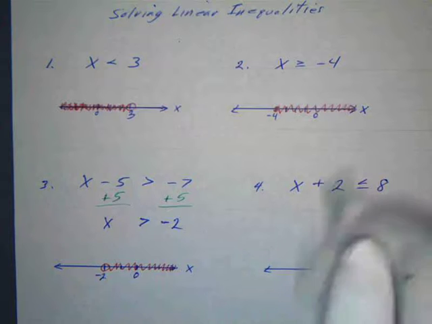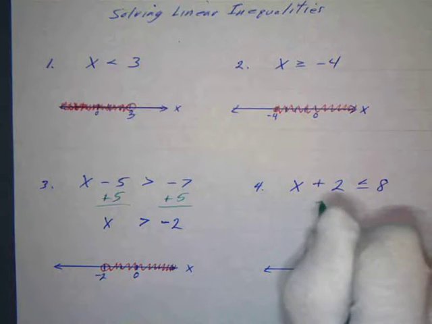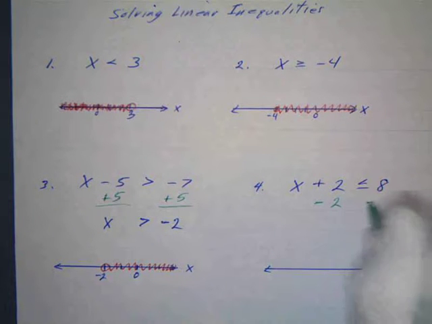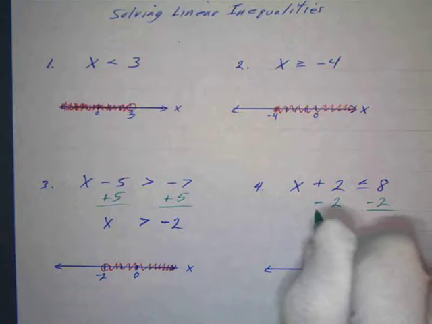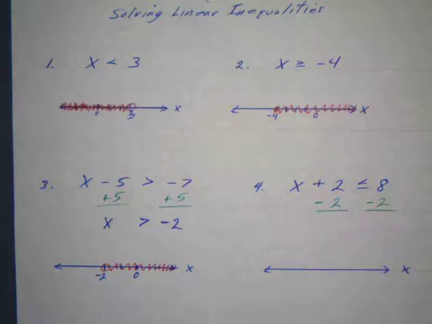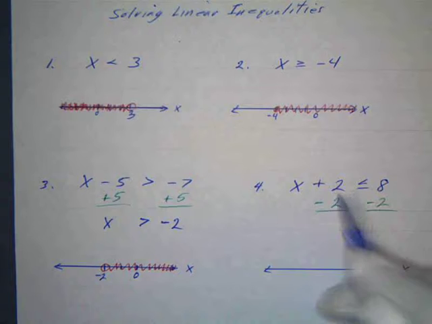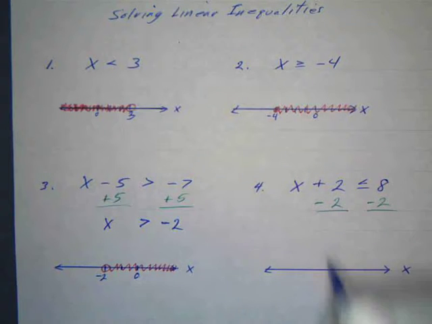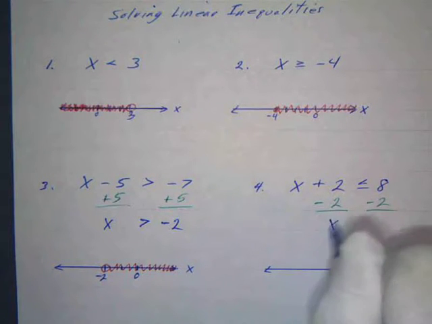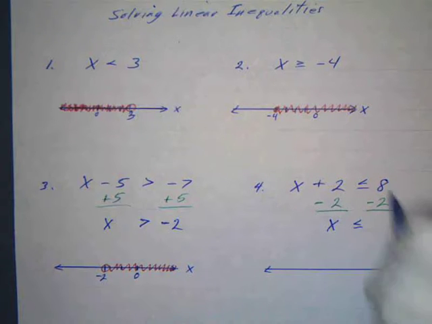Number 4 over here. We can also subtract the same number from both sides of an inequality, and that will not change the inequality. This is saying x plus 2 is less than or equal to 8. Remember, it always points to the smaller side. So positive 2 and negative 2 is 0. x plus 0 is just x. And that's going to be less than or equal to 6.